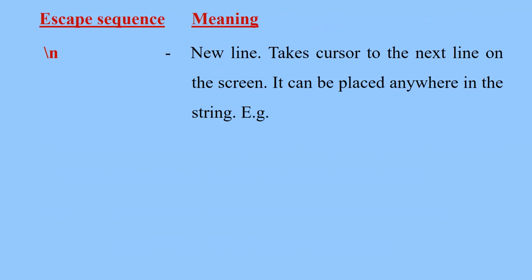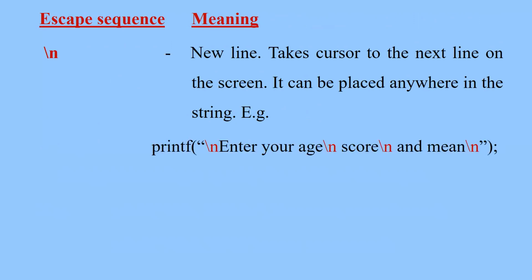So \n means new line. If you include it in any part of your statement, it means that the cursor will drop one line. So it takes the cursor to the next line of the screen. It can be placed anywhere in the stream. Like you can see, display enter your age, drop it, score, drop it, mean, drop it. So in other words, this statement displays enter your age, score, and mean vertically. Enter your age, first line, score, next line, mean, next line.